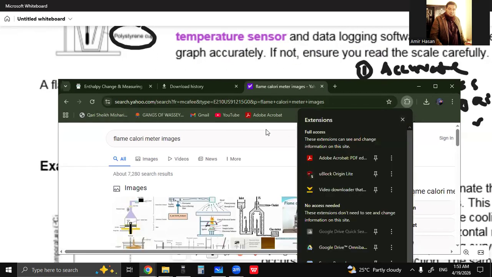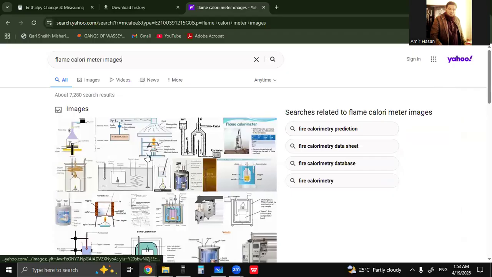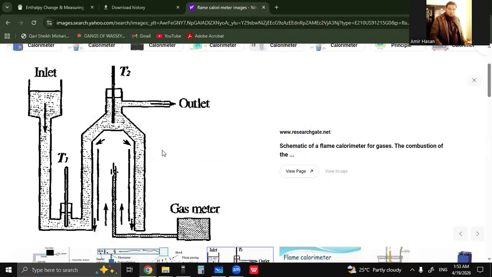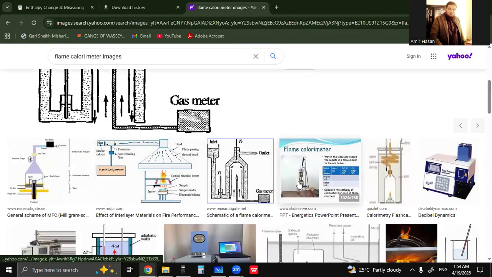This is the flame calorimeter. This type of flame calorimeter is also used. In this calorimeter, we also control the heat loss. There is an inlet, there is an outlet. This is the flame calorimeter.